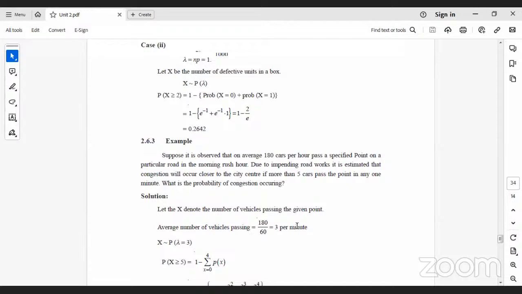Suppose it is observed that an average of 180 cars per hour pass a specified point on a particular road in the morning rush hour. Due to impending road works, it is estimated that congestion will occur closer to the city center if more than 5 cars pass the point in a 3 minute period. What is the probability of congestion occurring?